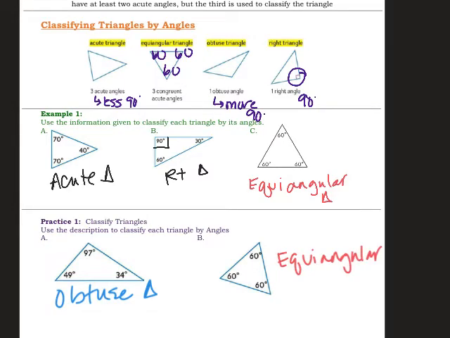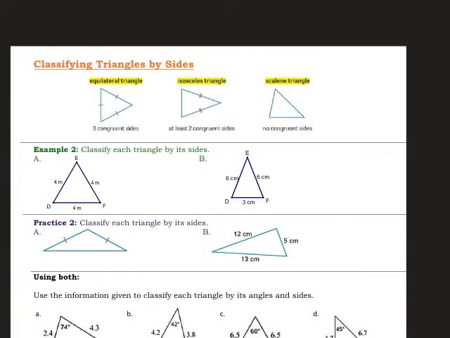All right, if we go over to the right side of our notes, now we're going to start looking at the sides. So we only have 3 classifications for sides. We have equilateral, which means 3 sides are congruent. Isosceles, 2 sides are congruent. And then scalene, no congruent sides. So if I look at example 2, how many sides are equal? 3. So is it equilateral, isosceles, or scalene? Equilateral.